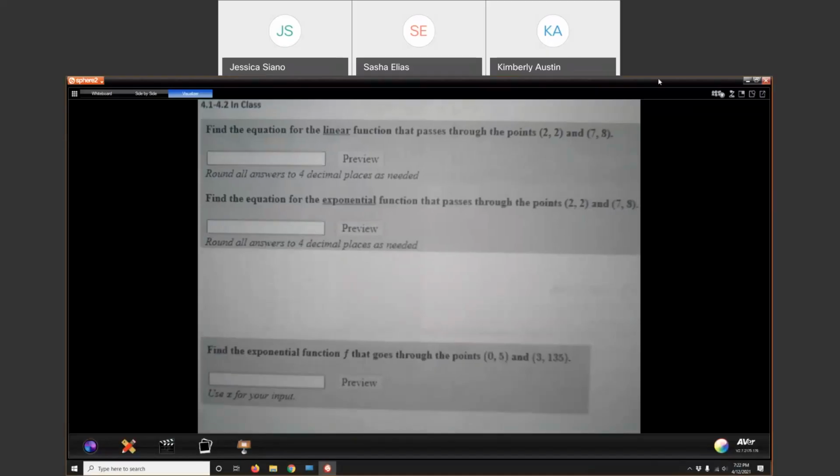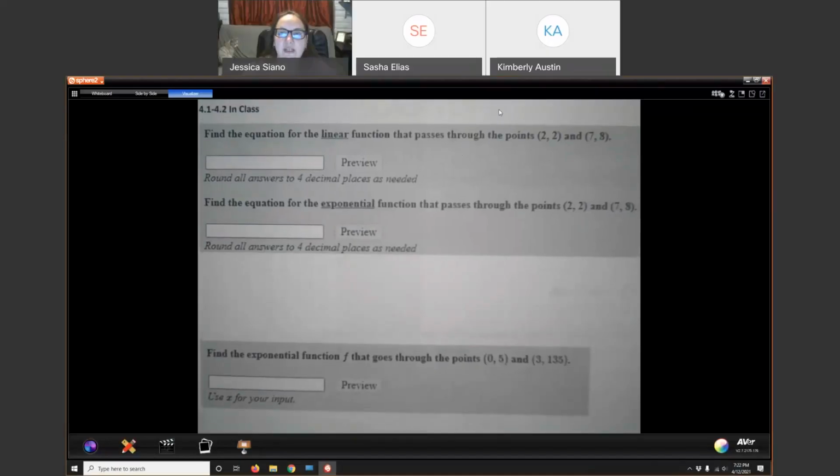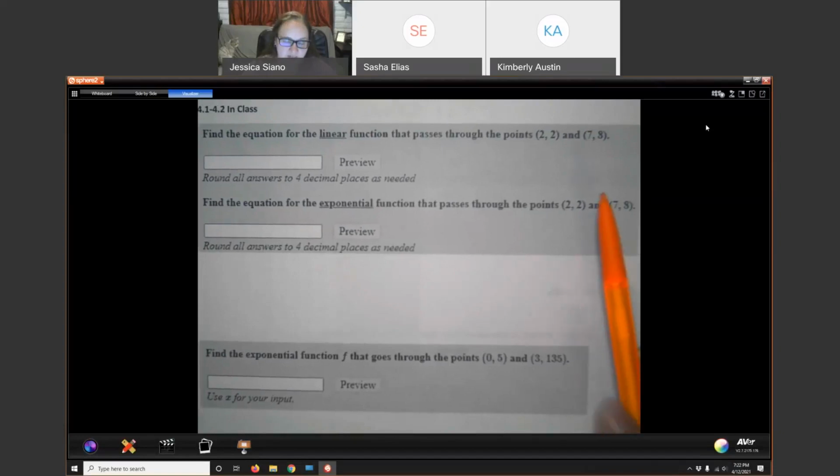We're going to start with 41, 42. So here we've gone over how to find the equation of a linear function, like, I feel like 100 times, where you find the slope and then plug into point-slope and solve for y. And so I don't feel like doing that this time.